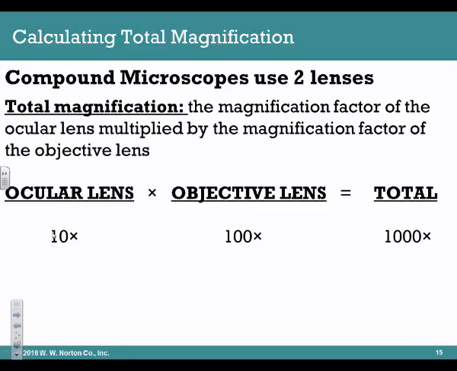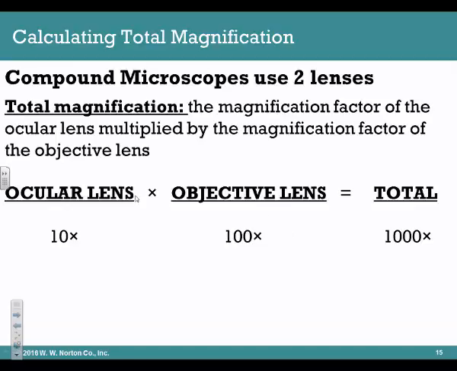We can't change the magnification of that lens. It's always 10x. But the objective lenses, we have four different objective lenses: the 4x, which we call the scanning objective lens; the 10x, which is the low dry objective lens; the 40x, which is the high dry objective lens; and then the oil immersion lens, which is the 100x.